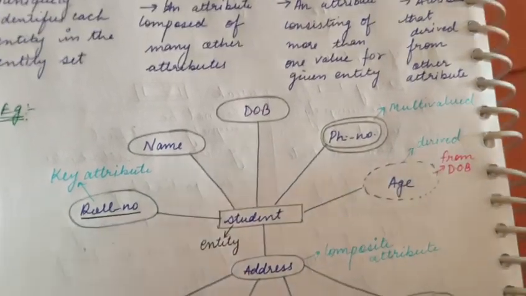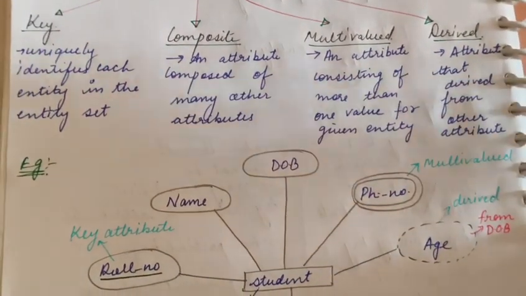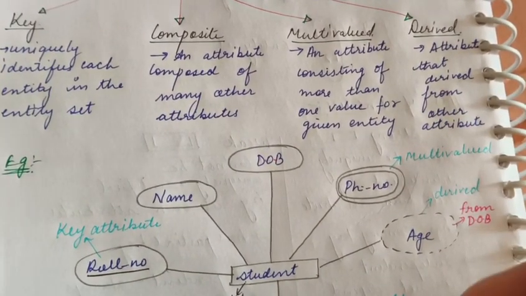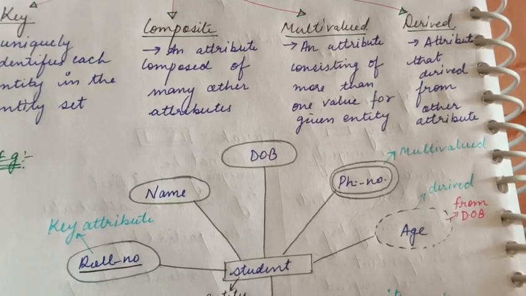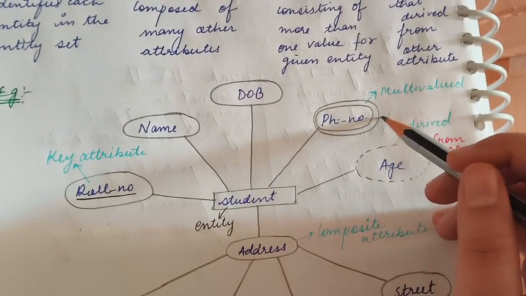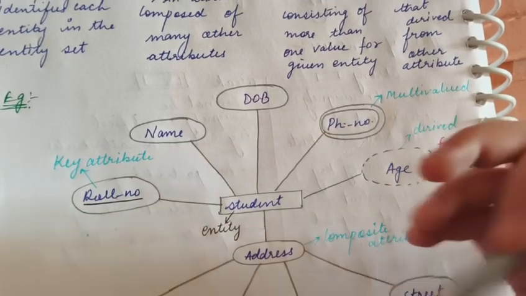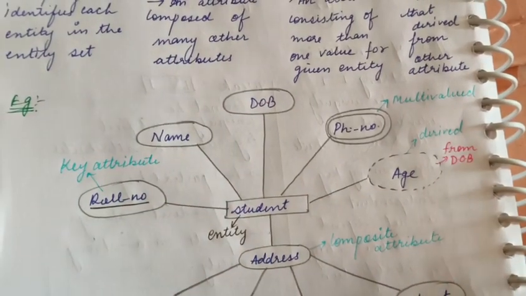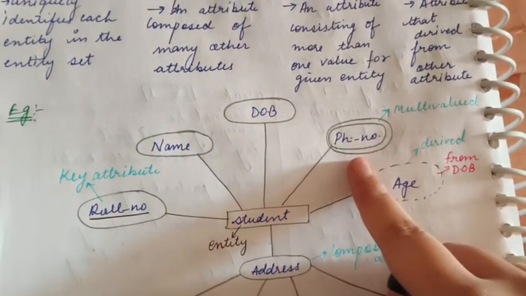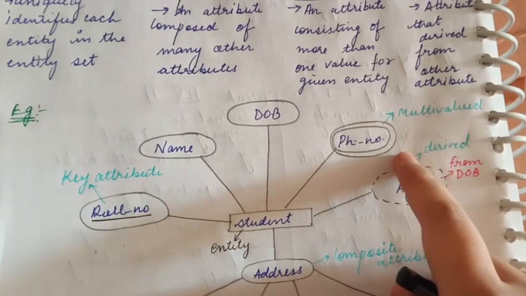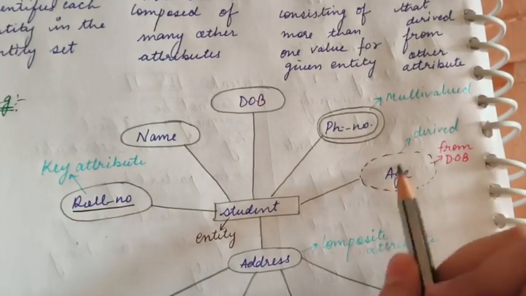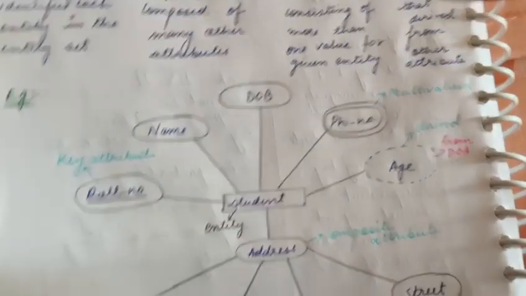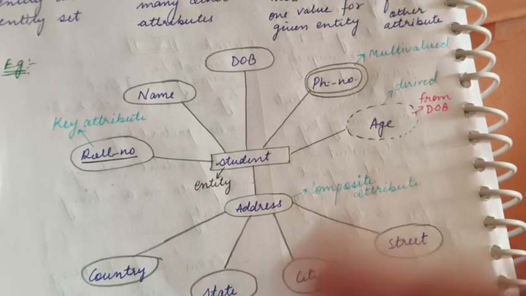Okay. So the fourth one is derived. An attribute that can be derived from the other attribute of the entity type is known as derived attribute. For example, age. Because age can be derived from DOB, right? When we know the DOB of the person, we can calculate the age easily. So in ER diagram, the derived attribute is represented by the dashed oval. So like this, dashed oval, not like full oval.